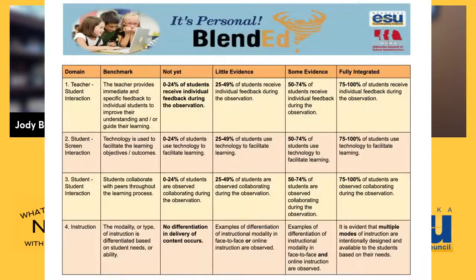Yeah, Jody, if you want to pull up that rubric just for our audience, on page 1, one of the key parts of this is domain number 4 for instruction. And if you look at that in the instruction, if you look at the fully integrated all the way on the right side, it says that it is evident that multiple modes of instruction are intentionally designed and available to the students based on their needs.